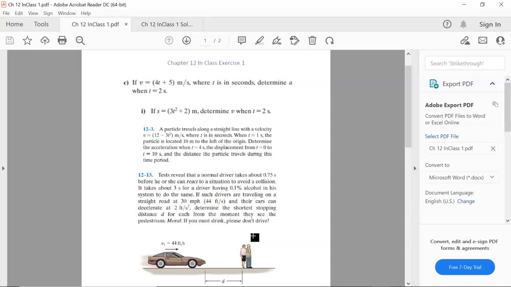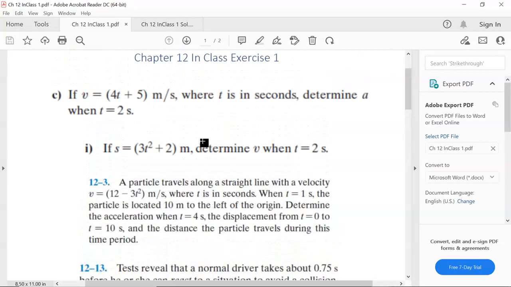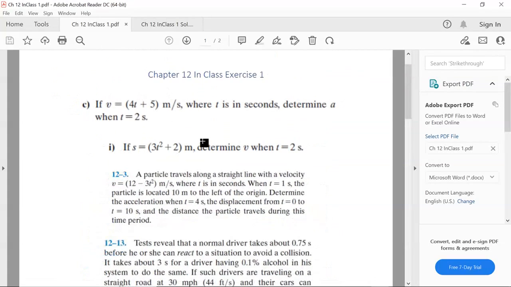Chapter 12 in-class exercise 1 problems. So these problems are based on position, velocity and acceleration calculations for rectilinear motion.